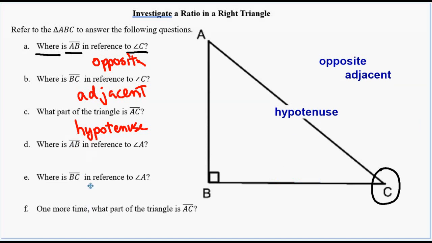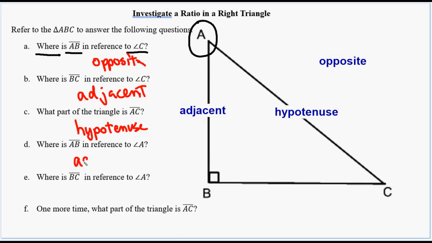Now the next 3 questions here are now in reference to angle A. So now we're up here at angle A. And it says, where is AB in reference to angle A? Well, here's angle A up here. Side AB is the leg that's touching angle A. So that's going to be the adjacent side. Adjacent, might as well write that in.